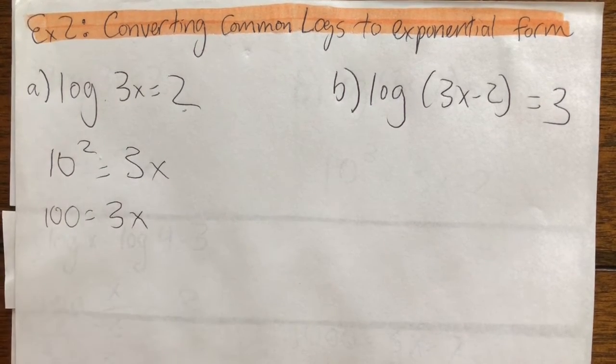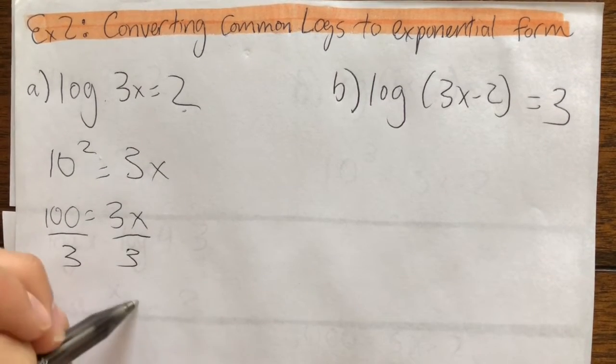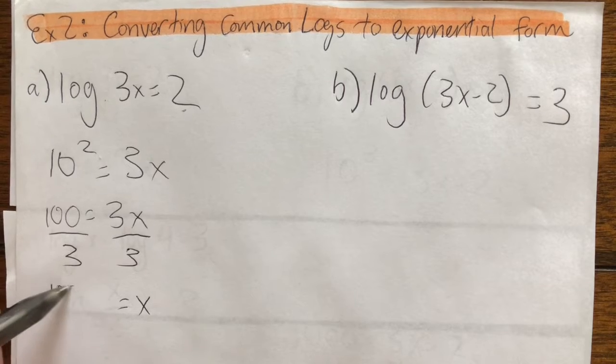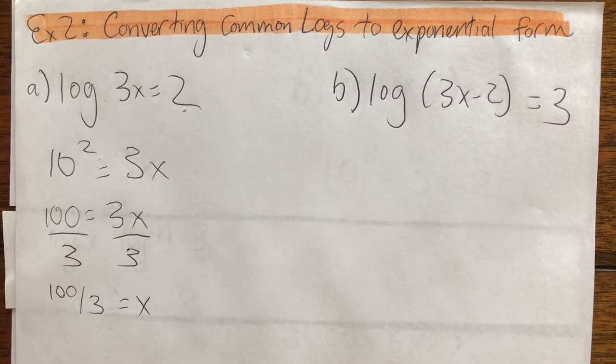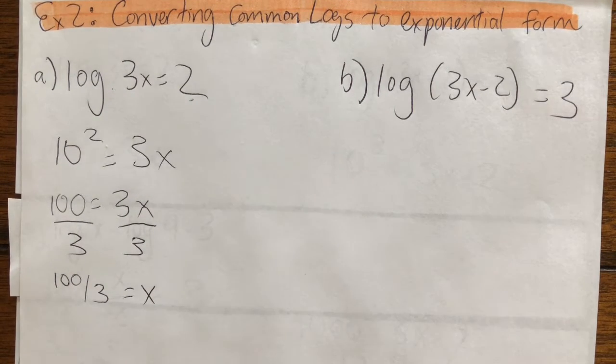So if I divide both sides by 3, x is going to give me 100 over 3. If I plug this in my calculator, I'm going to get a terminating decimal, which is 33.3333, or you can just round it as 33.3, if you prefer. All right, let's take a look at part B. Part B is a similar technique.